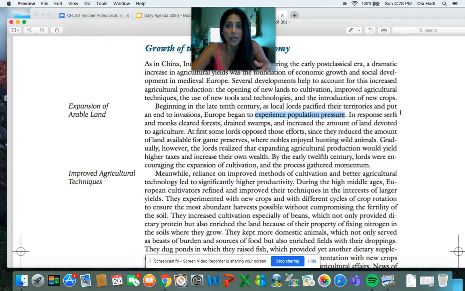So in response, you have the serfs, which we talked about in the past, and monks cutting down trees and forests, draining swamps, and increasing the amount of land for agriculture. So they're basically making more land available to create food for all these extra people.